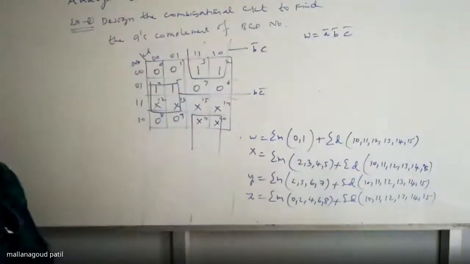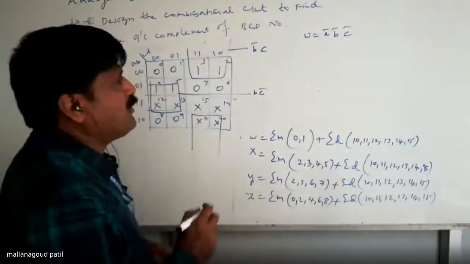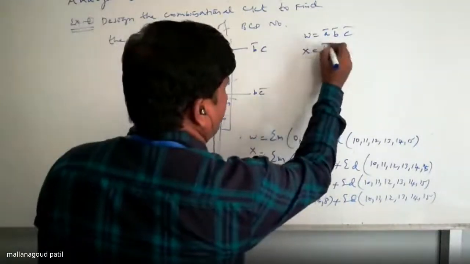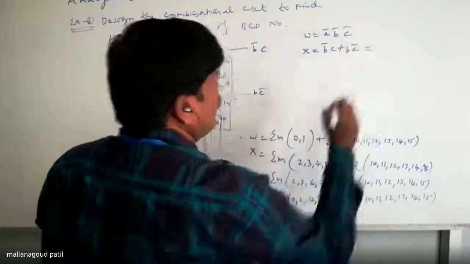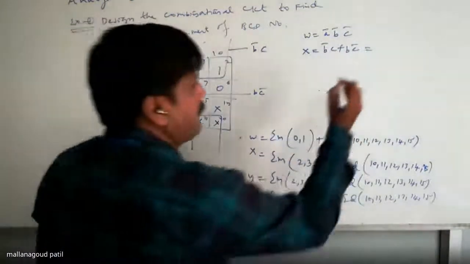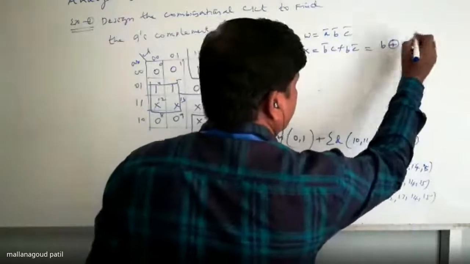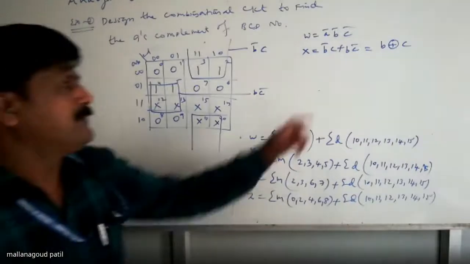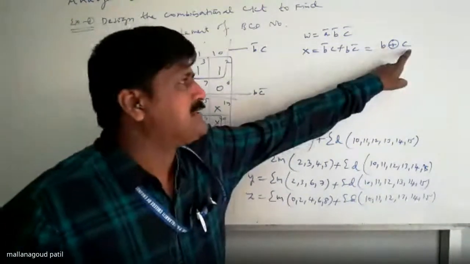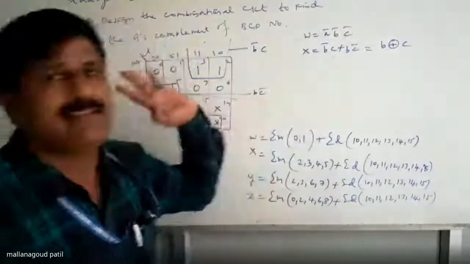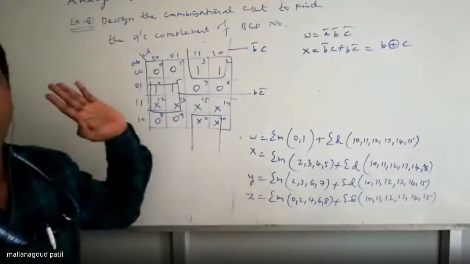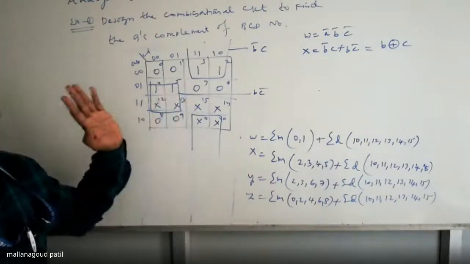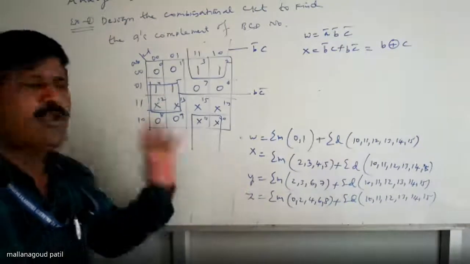I have written C. Then how many terms you have? 2. X equal to B bar C plus B C bar. What is B bar C plus B C bar? B XOR C. It's okay. B XOR C indicates B C bar plus B bar C. Means the second one you have applied with the K map and got the minimized term. Like that you can go for the Y.